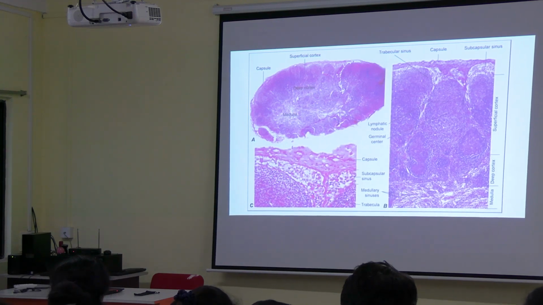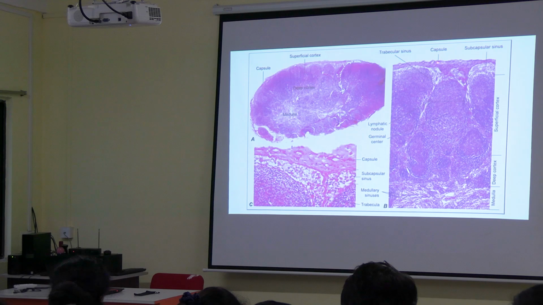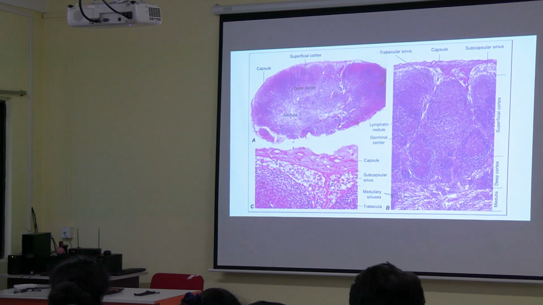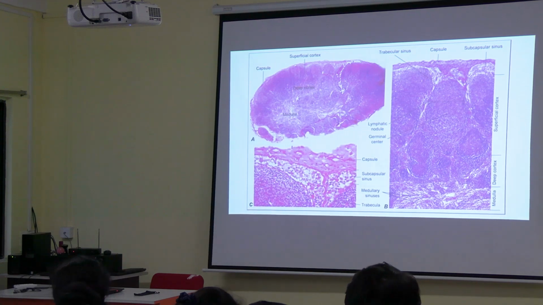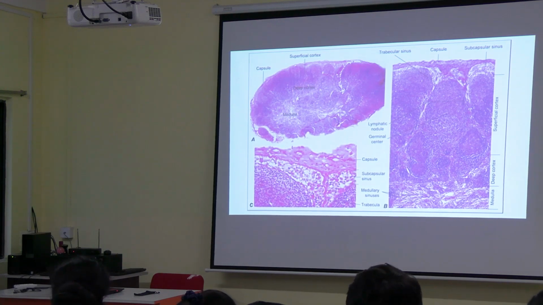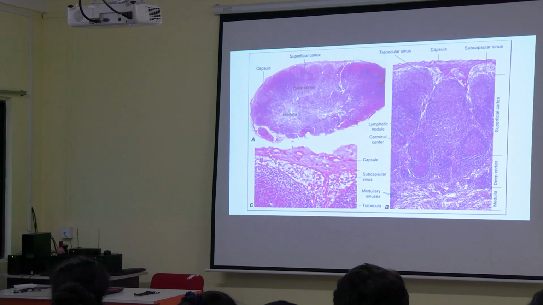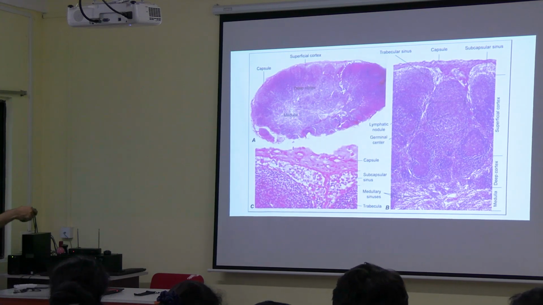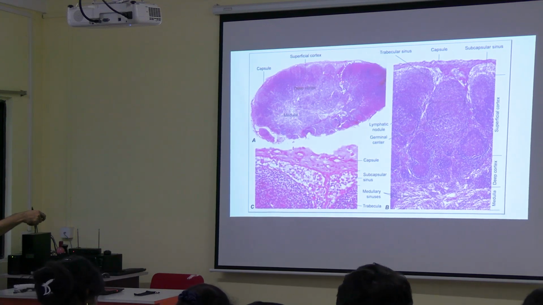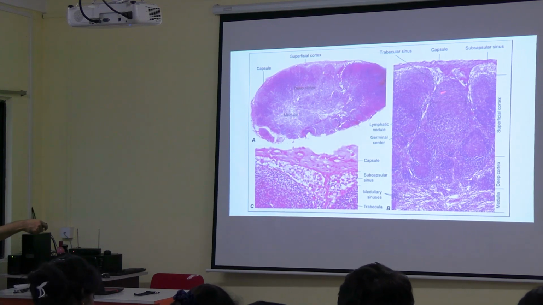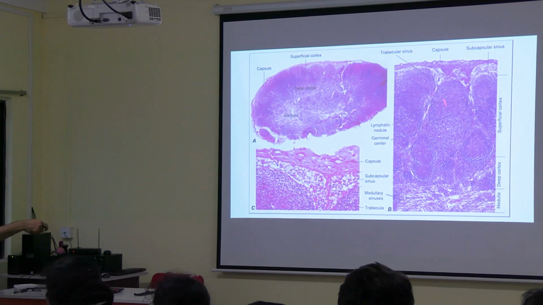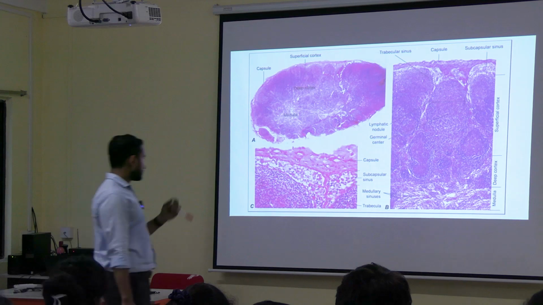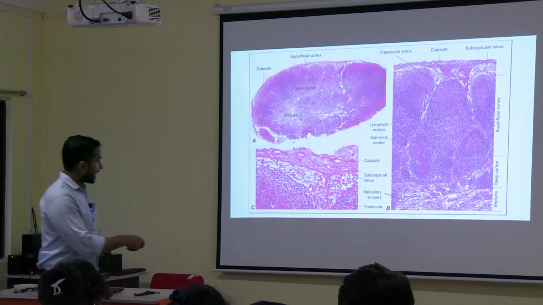Okay. And as I said, this is the capsule, and just below the capsule you can see this is the subcapsular sinus. Okay. The subcapsular sinus can be seen under low magnification, but if you want to see the trabecular sinus, then high magnification is required. Okay. For example, here you can see the trabecular sinus, but not that clearly. Here you can see the trabecular sinus because this is under high magnification.